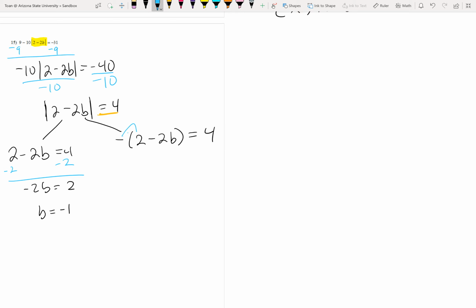You can go ahead and distribute that negative if you want. I like to divide out the negative. That's only because then to solve it, use the same steps as the left equation. So that's 2 minus 2b equals negative 4. Subtract the 2, you get negative 2b equals negative 6. Divide out the negative 2, b equals positive 3.